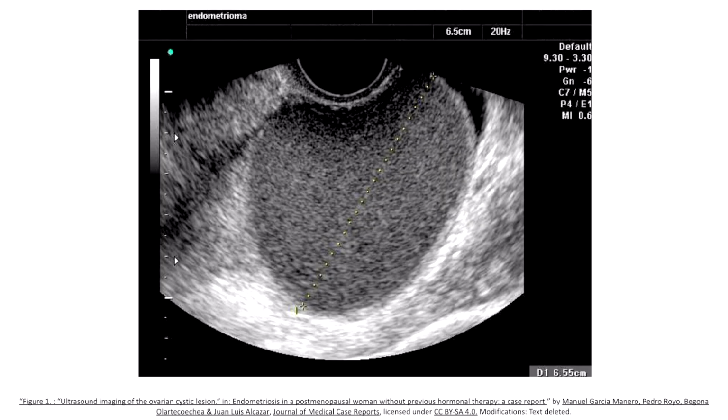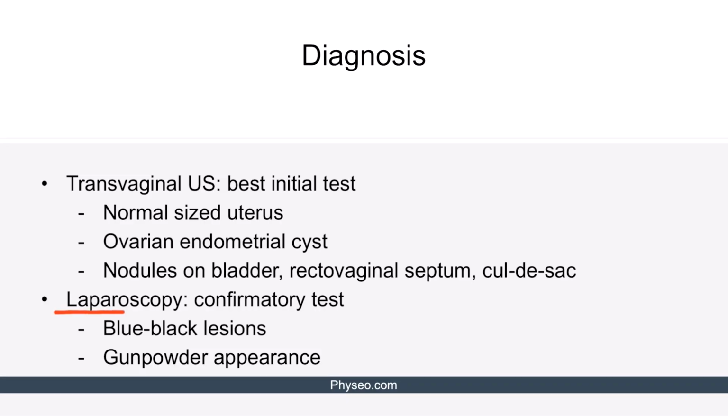Here's another image, which is a transvaginal ultrasound of an ovarian endometrial cyst, or an endometrioma. It usually appears as unilocular, homogeneous, and hyperechoic. Laparoscopy is the confirmatory test, and endometriosis lesions will appear as blue-black lesions and may also be described to have a gunpowder appearance. Laparoscopy is also done when ultrasound findings are inconclusive.